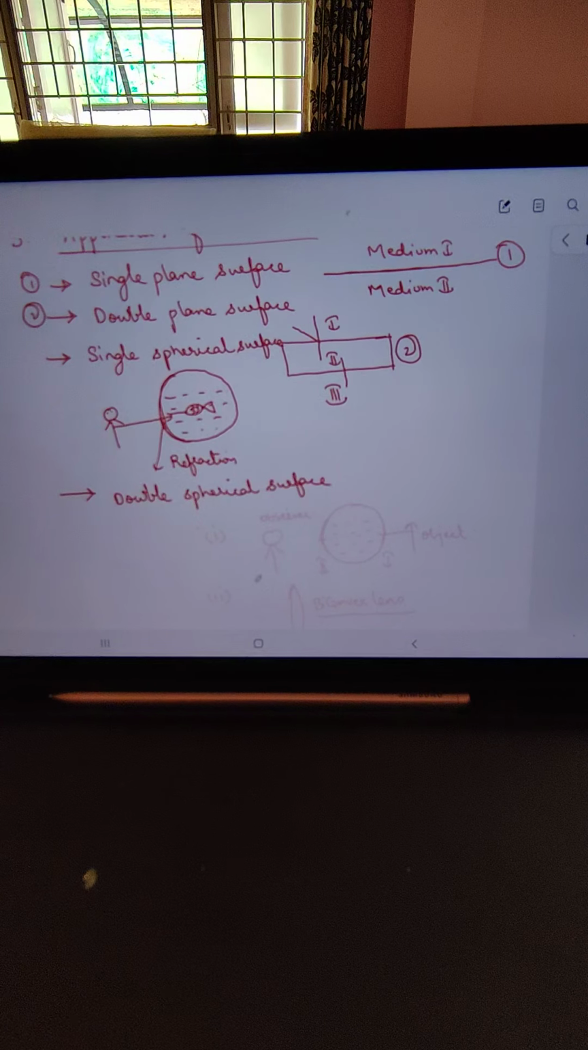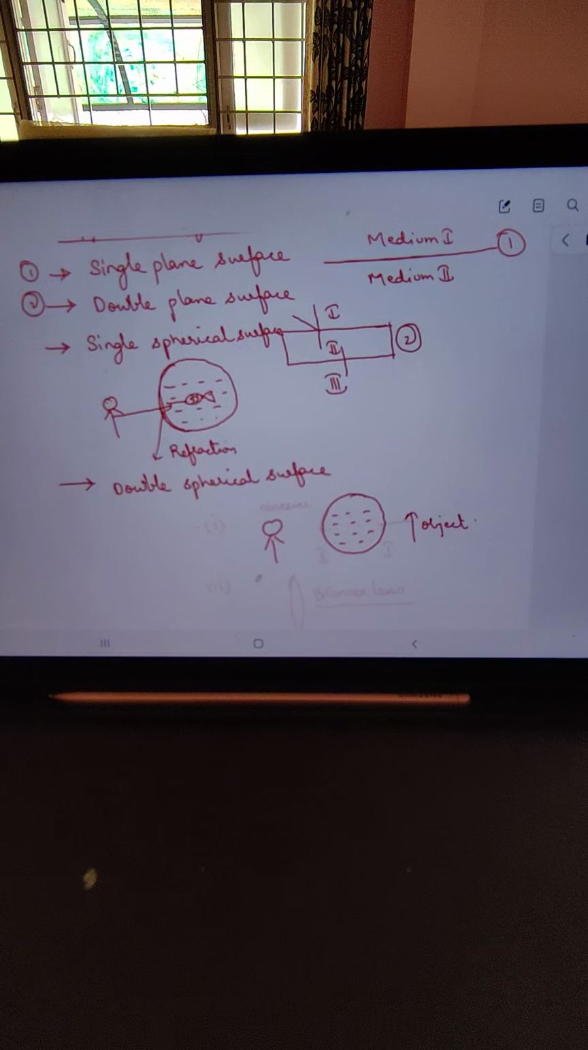So you have, let us say, again the same beaker, but now there is an object over here, and there is an observer over here. If the observer sees the object, the light from this object undergoes refraction once over here, and again after traveling it undergoes a second refraction at this boundary. And both these boundaries are spherical, right? So this is an example of double refraction at a double spherical surface.